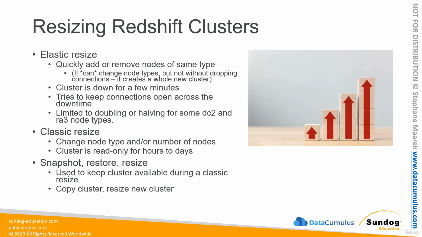If you need to do something a little bit more involved, then you need to go back to what's called classic resize, and that allows you to actually change the node types and or the number of nodes. The thing with classic resize is that if you're actually changing the node types, it could take hours or even days for your cluster to become writable again. So your cluster will be in a read-only state for the entire period of time that it takes to provision that new hardware and swap it out in your cluster. That can be a very lengthy experience. So you want to use elastic resize when you can, but if you need to change your node type, you have to use classic resize. That's the main difference there.